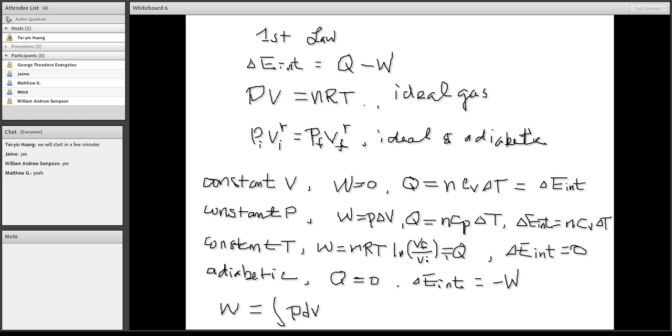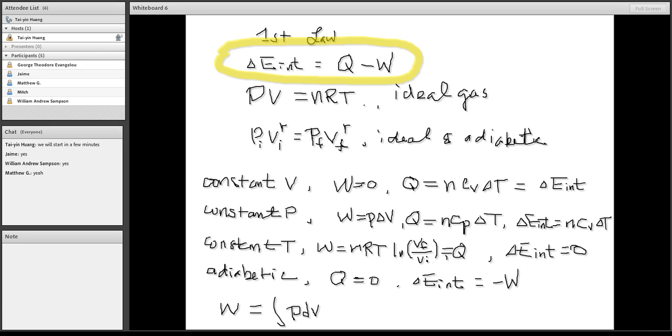Okay. So this tells you that for different processes there are different equations to calculate either work, heat, or internal energy. And you can see that the first law of thermodynamics is very useful because you have three parameters. As long as you know two of them, you don't have to calculate the other one. You can just use the first law and deduce the third unknown one. Okay, so that is that.